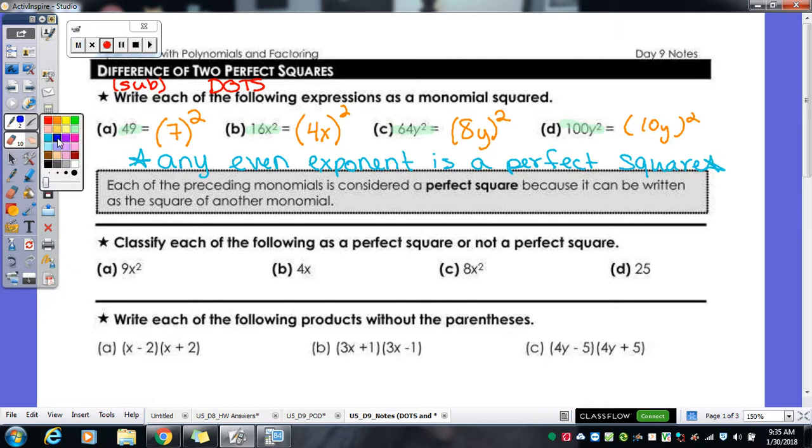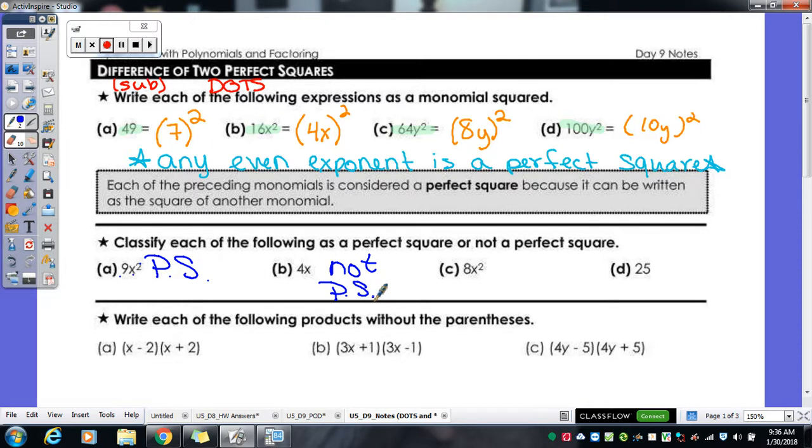So our first one, 9x squared. Both parts of it have to be a perfect square in order for it to be classified as a perfect square. So 9's perfect, x squared is perfect because it's got an even exponent. So that is a perfect square. B, though, 4 is a perfect square because it's 2 times 2, but x to the first, that's an odd exponent. This is not a perfect square because both parts have to be a perfect square in order for the whole thing to be a perfect square.